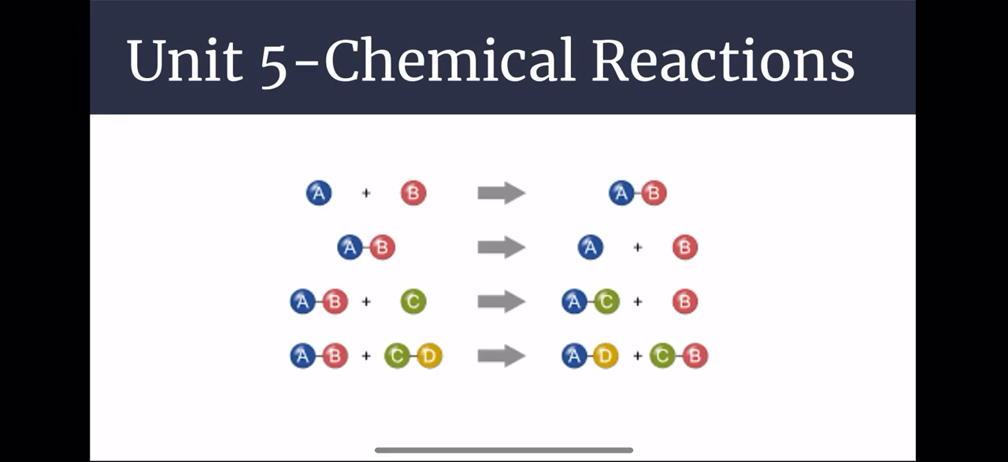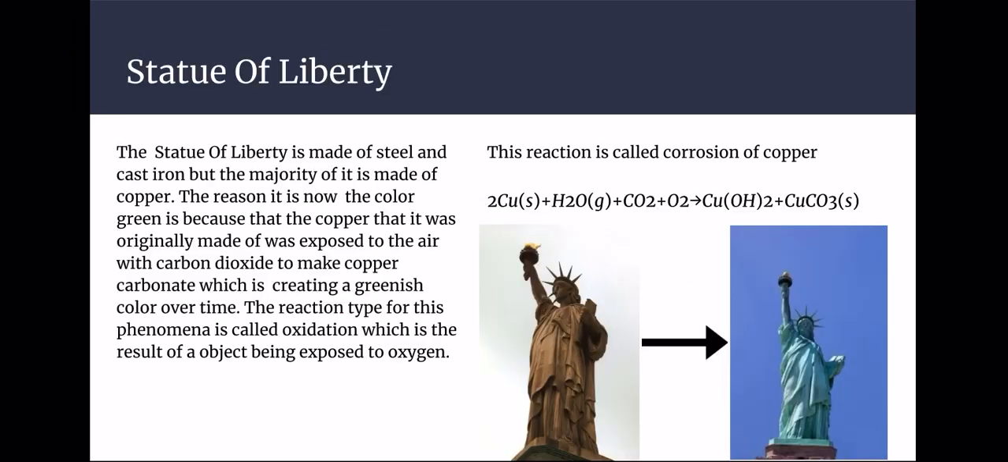Unit 5, Chemical reactions. The Statue of Liberty. The Statue of Liberty is made of steel and cast iron, but the majority of it is made of copper. The reason it is now green is that the copper it was originally made of was exposed to the air with carbon dioxide to make copper carbonate, which creates a greenish color over time.